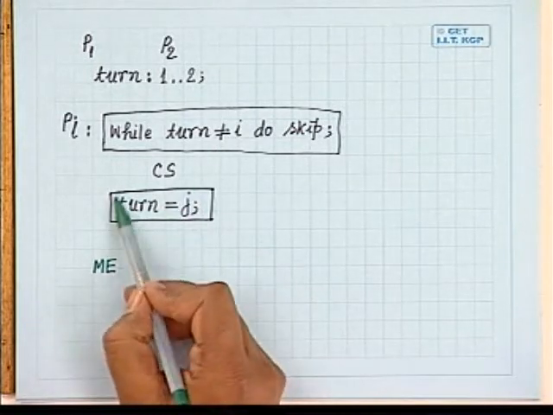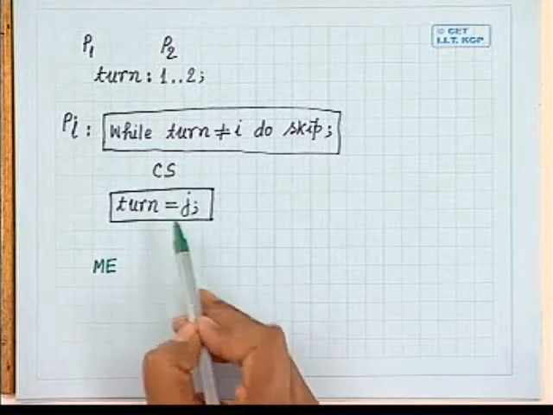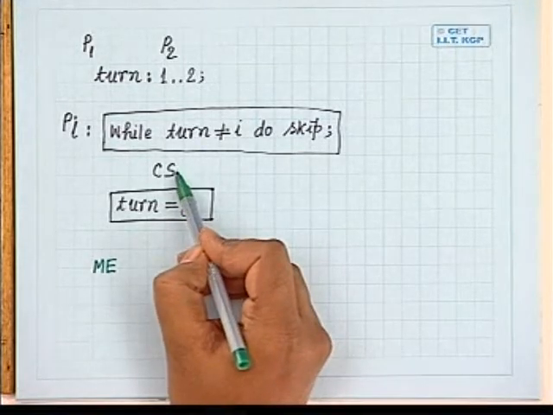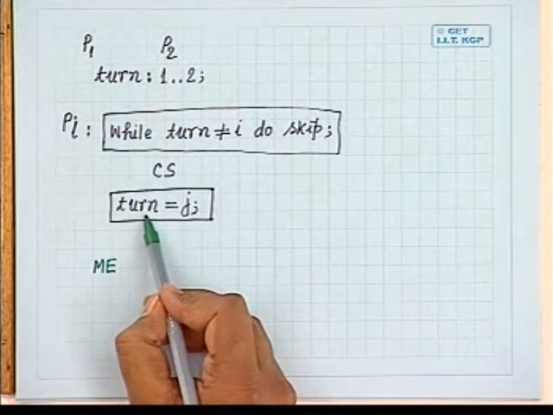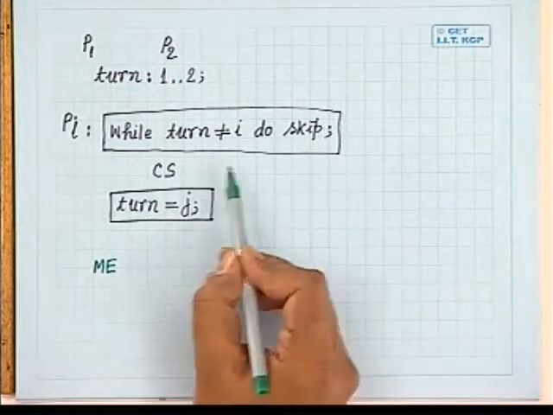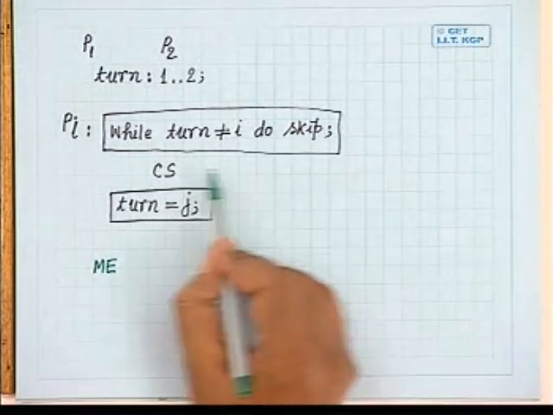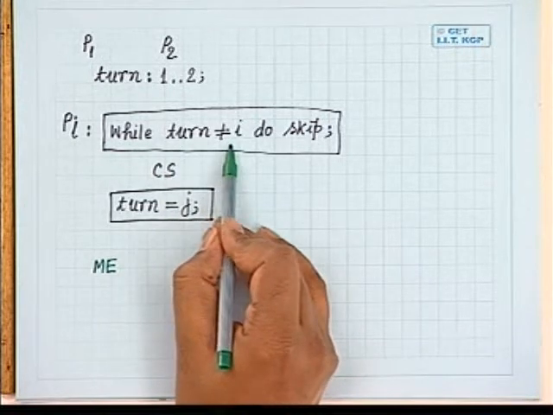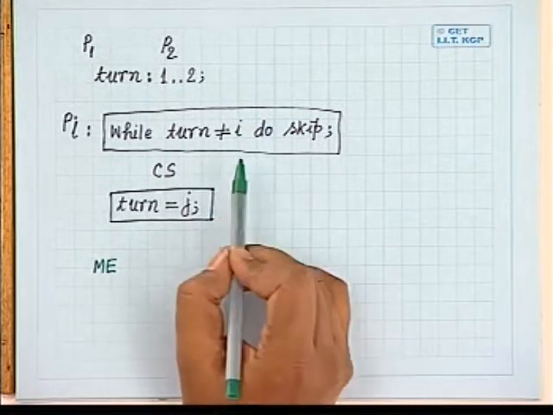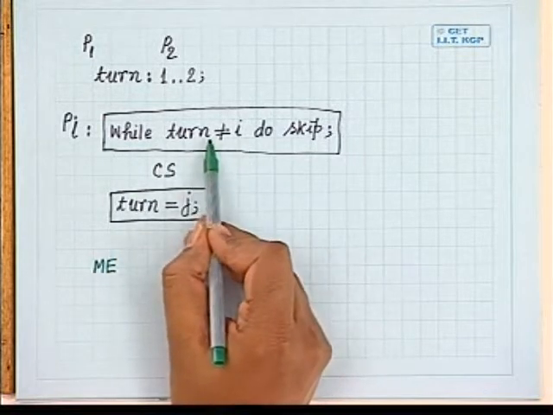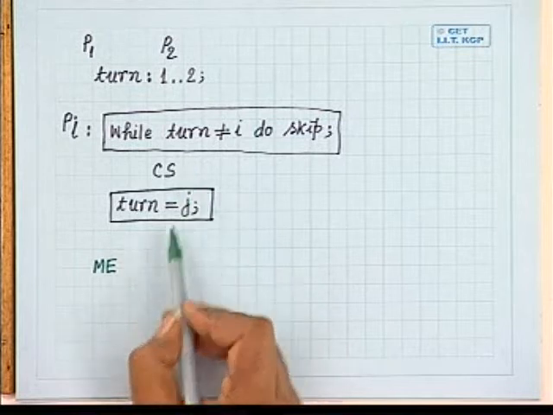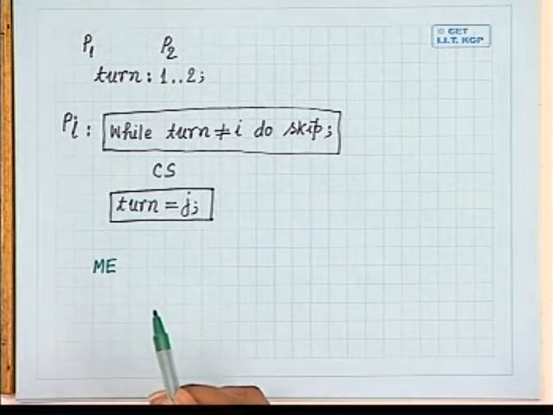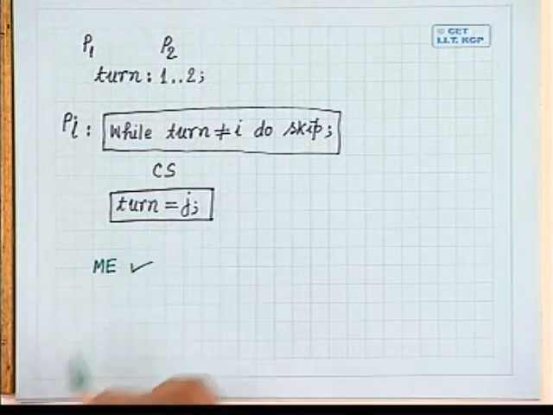While coming out, in the exit section, the process which is coming out sets the turn for the other process. So if it is P1 which is coming out of the critical section, P1 will set turn equal to 2. So next time, in this while loop, process P2 will find that turn equal to 2 and P2 will enter the critical section. But process P1 will also find the value of turn equal to 2, because turn can assume only one value. So P1 will not enter the critical section. Right? So this ensures that the mutual exclusion requirement is guaranteed.